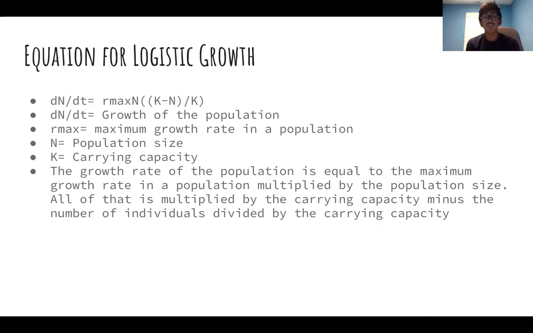All of that is then multiplied by the carrying capacity minus the number of individuals first, and then you divide all of that by the carrying capacity and multiply all of that together, and that will give you the equation for the logistic growth.